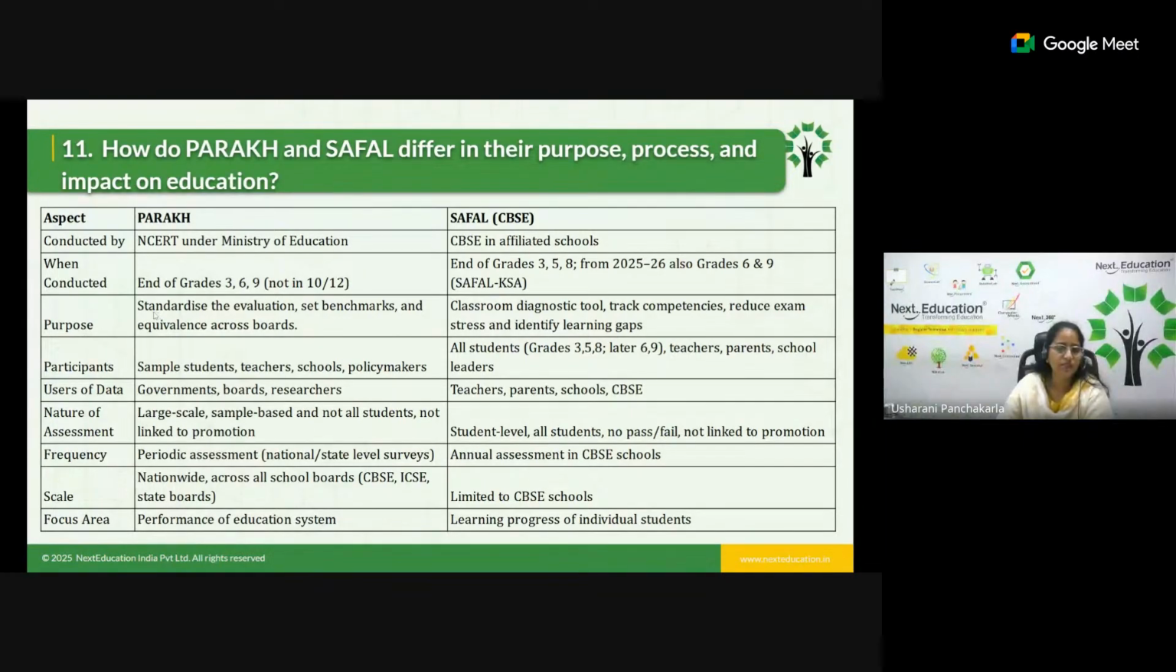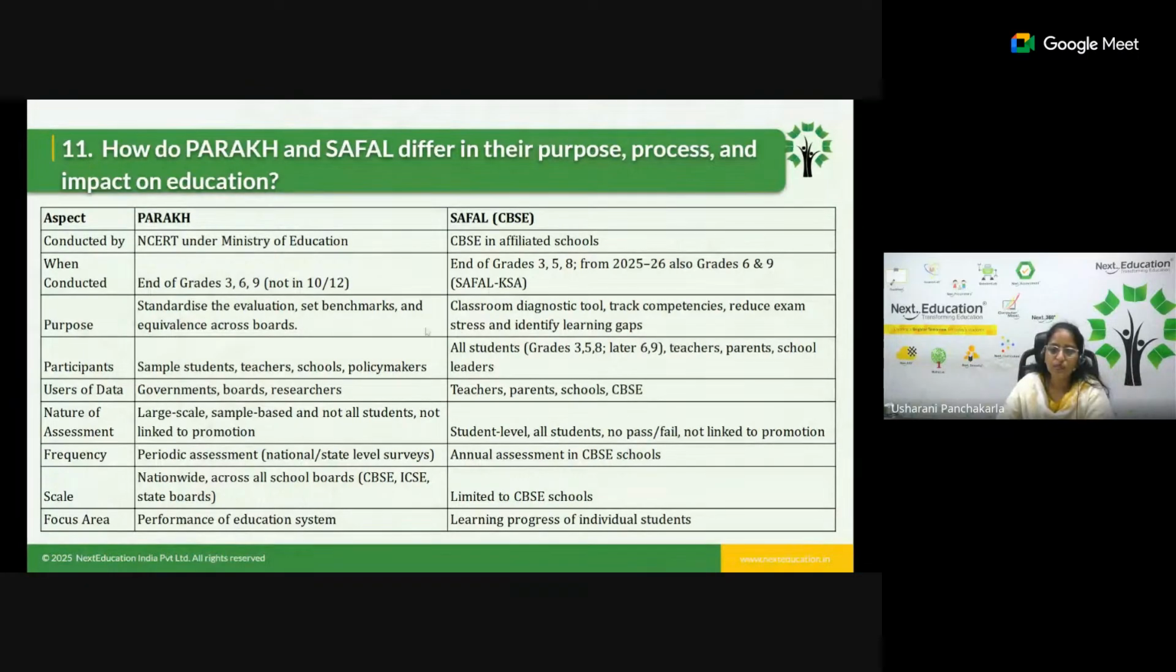Now, the purpose is to standardize the evaluation, set benchmarks, and equivalence. This is more important: equivalence across the boards. There should not be any difference with respect to the ranking or the grade which is given across, provided the assessment pattern, style and type of questions are similar across all the boards. And SAFAL is a classroom diagnostic tool to track the competencies, reduce the exam stress, and identify the learning gap. This is the main thing.